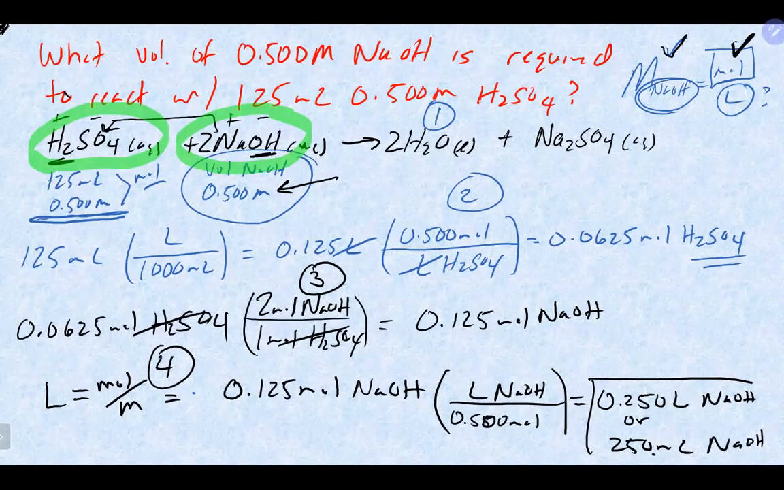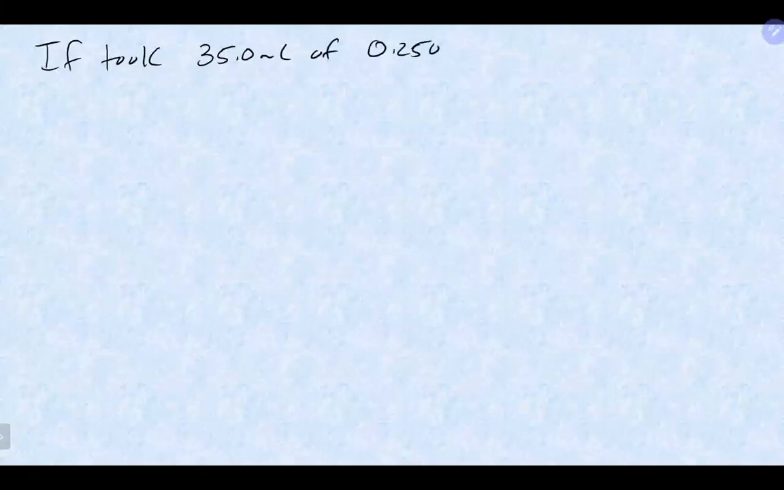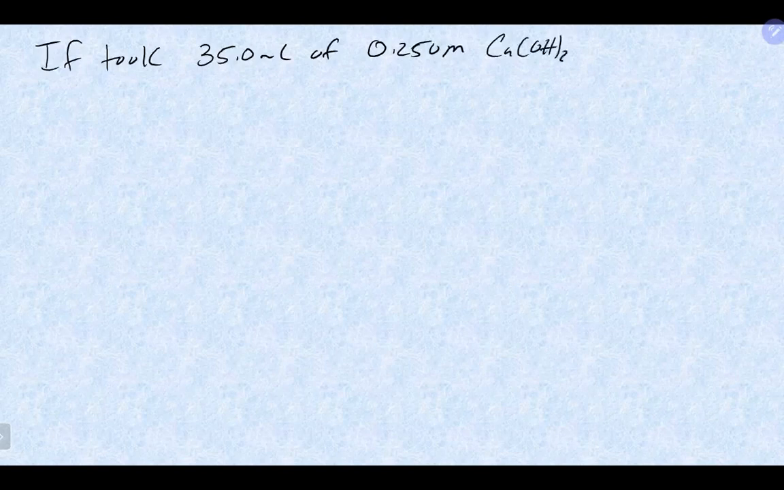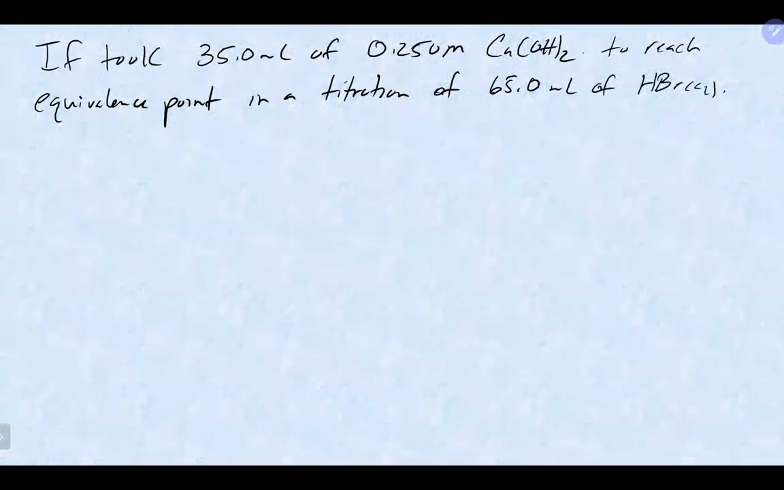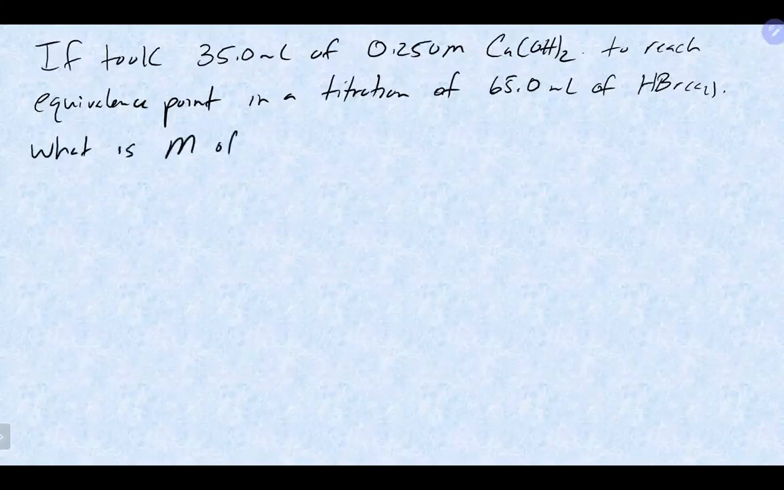All right, so let's try one last titration problem. Let's say we did a titration and it took 35 milliliters of 0.25 molar calcium hydroxide to reach the equivalence point in a titration of, we'll make up some numbers, 65 milliliters of hydrobromic acid. What is the molarity of the HBr?